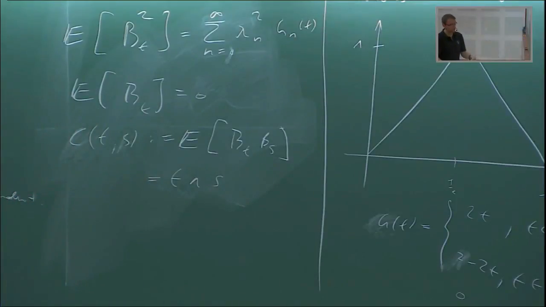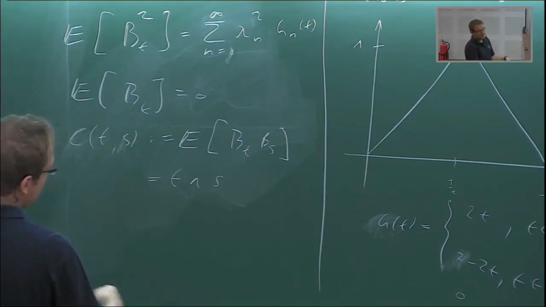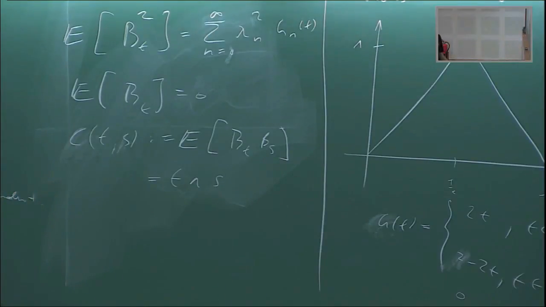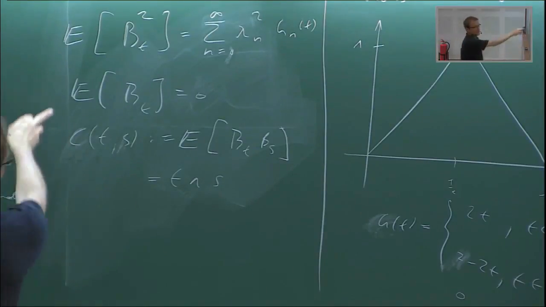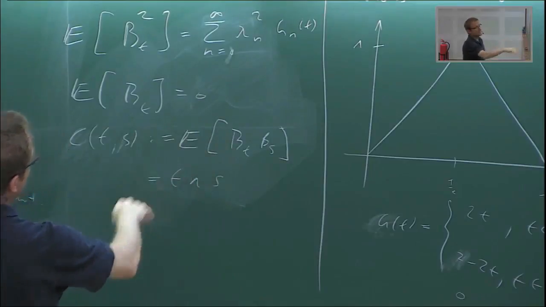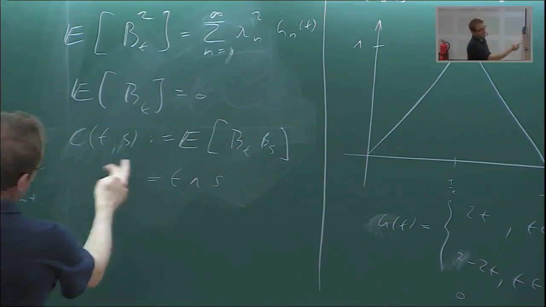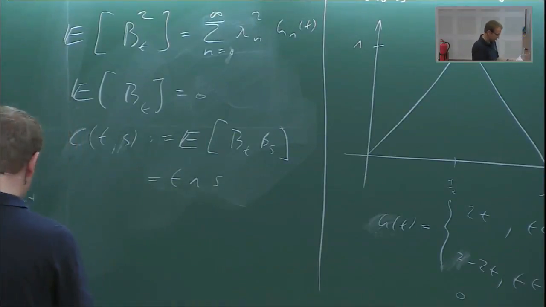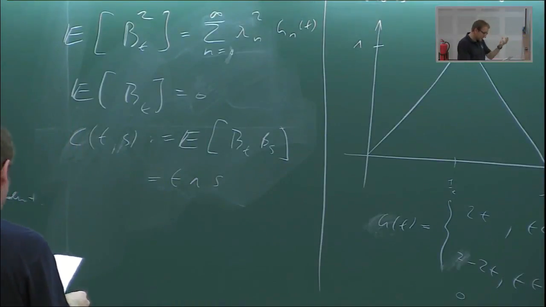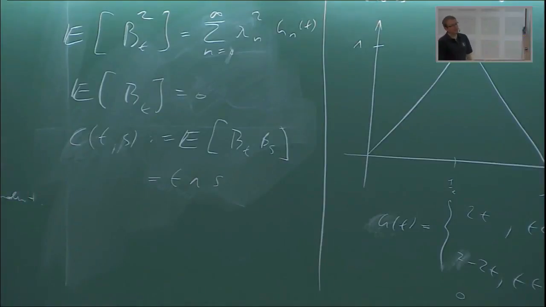So you can calculate this. I won't have the time to do it now. But what we get out is a continuous process, a Gaussian process, which is centered and which has the autocorrelation function minimum of t and s. And what we get out of this is that this is already enough to get back a Brownian motion.